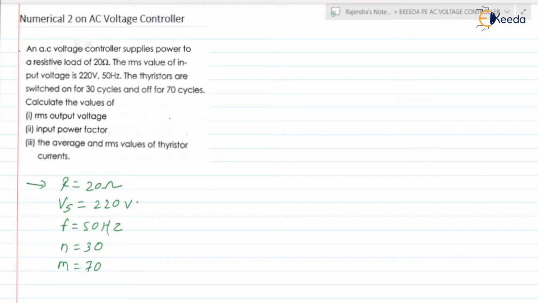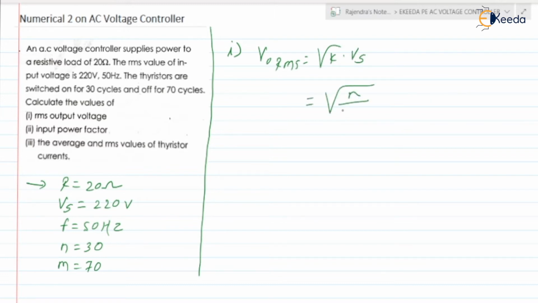Our task is to calculate the values of RMS output voltage, input power factor, and the third bit is important, that is the average and RMS values of thyristor currents. Okay, that we need to find. So let us first find the RMS output voltage. We have already derived the expression: V0 RMS is equal to root K into Vs. What is K? K is equal to N upon M plus N, so V0 RMS is equal to under root N upon M plus N into Vs.